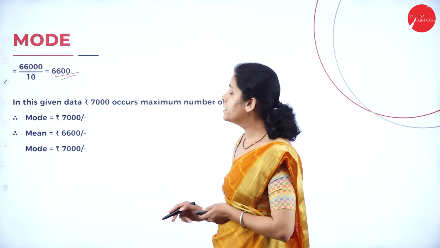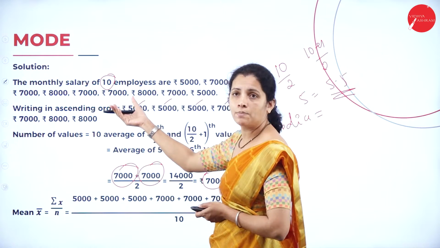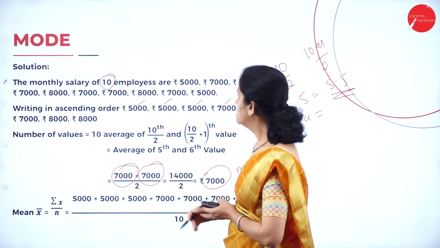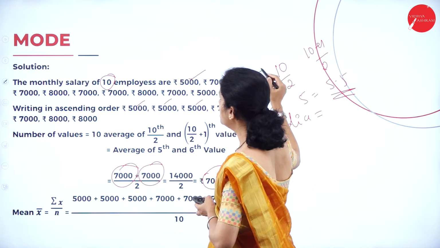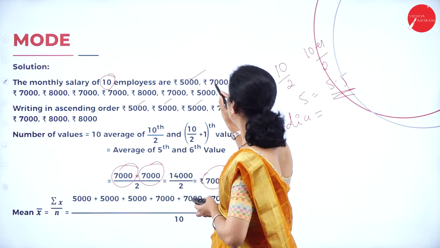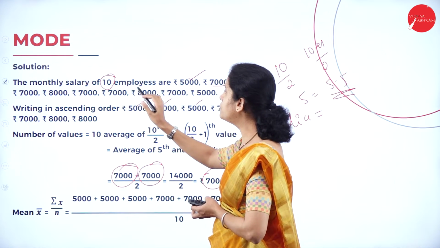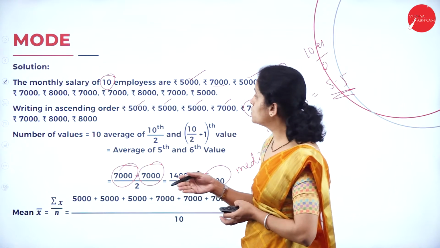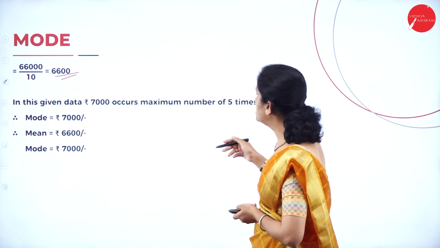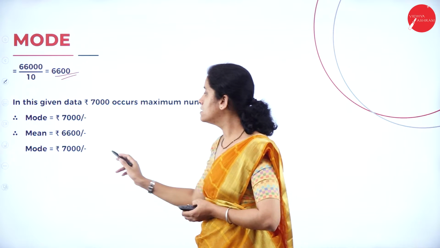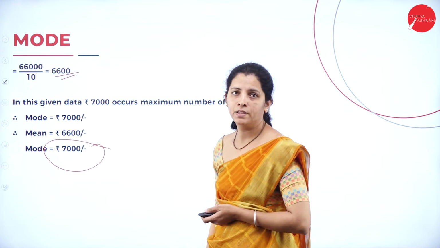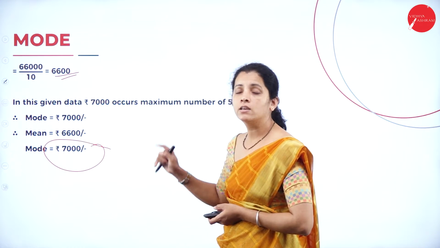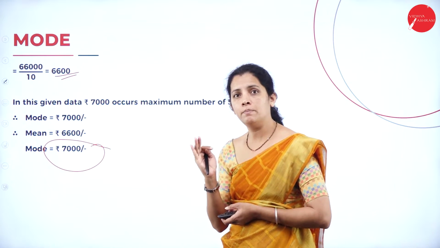6,600. And if I consider the given observations, see here which occurs more frequently. See here, 5,000 occurs 3 times, 7,000 occurs 4 times and 8,000 occurs 2 times. So what is the mode? Mode is nothing but the 7,000. So dear student, in one single question, you're going to get mean, mode and median.